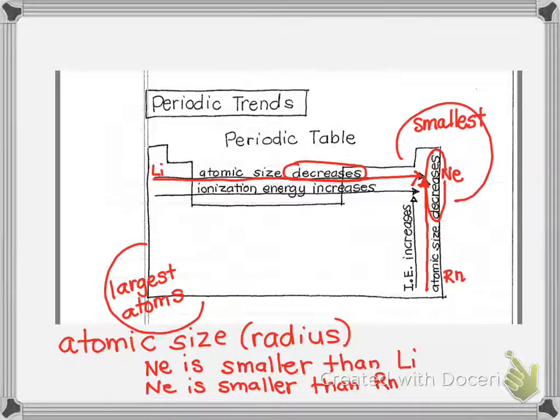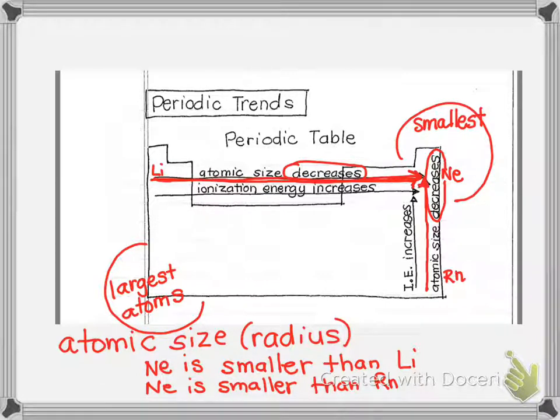Now we can explain this. The size decreasing across from left to right is a little harder, I think, to understand. But the reason is that when you're in a period, a row, all of those elements have electrons in the same energy level. As you go from left to right, each time you move to a new element, you add an extra proton, and that means your nucleus is getting more positive. So the more positive nuclei pull that whole level in, and the atoms get smaller and smaller and smaller.